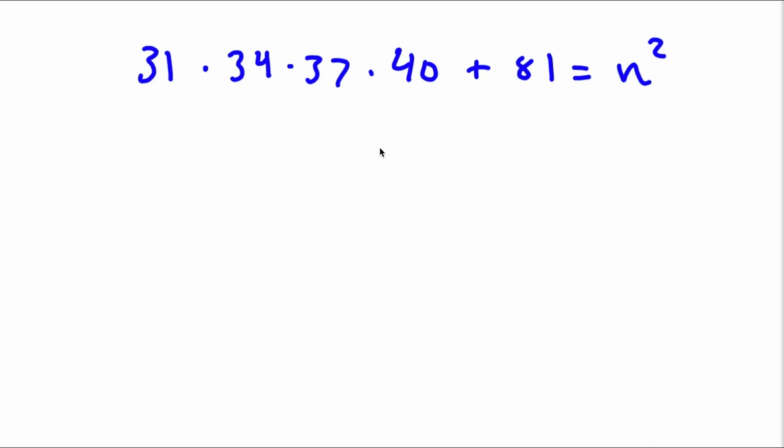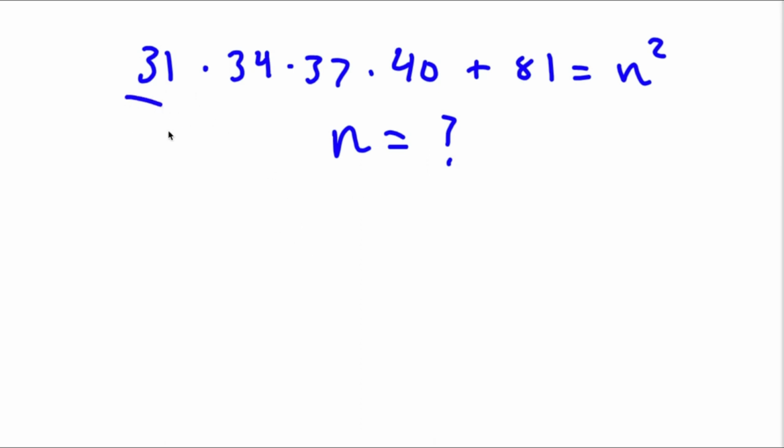In today's video, I'm going to be teaching you guys how to solve this tricky algebraic equation. So I have 31 times 34 times 37 times 40 plus 81 is equal to n squared. And make sure to stick until the end of the video, where I have a bonus problem that is similar to this one, which you guys can try to solve. Alright, so we are obviously trying to find the value of n here.